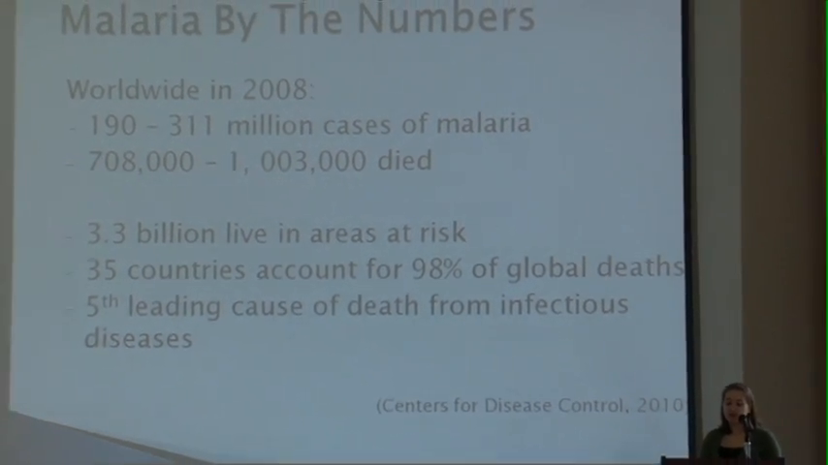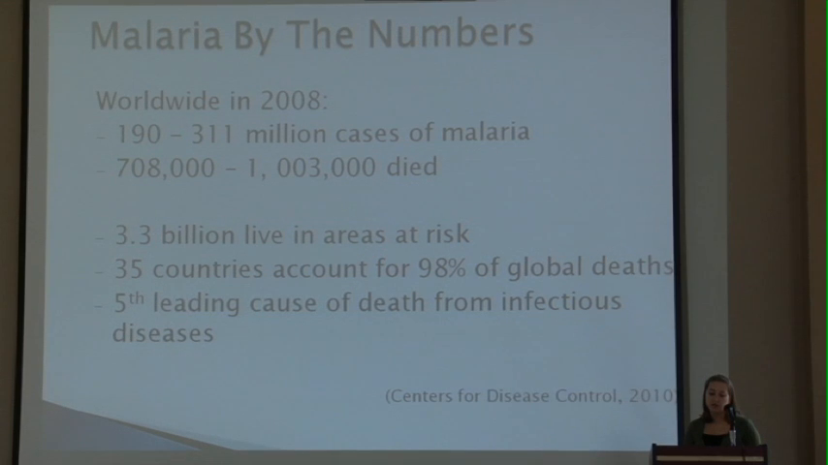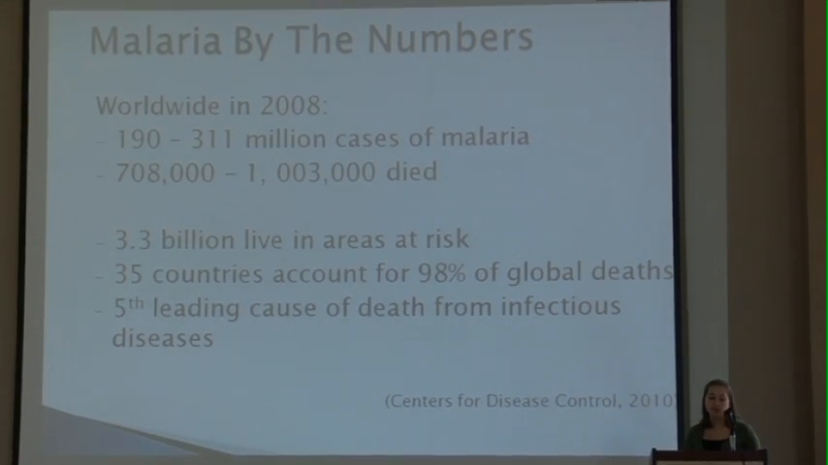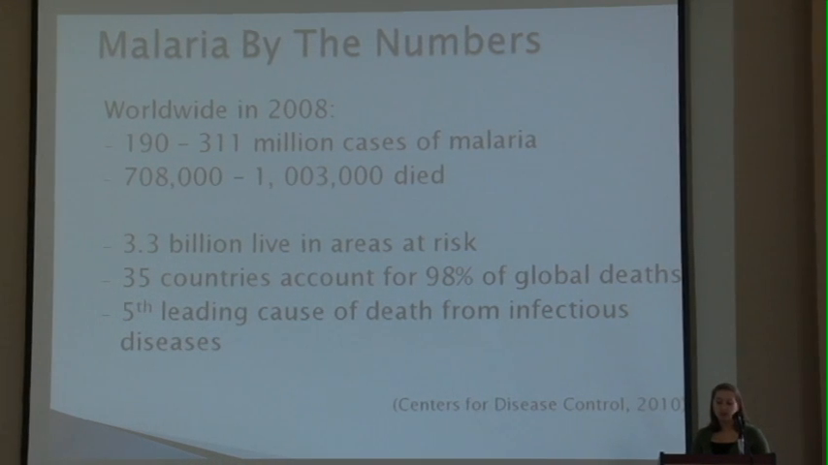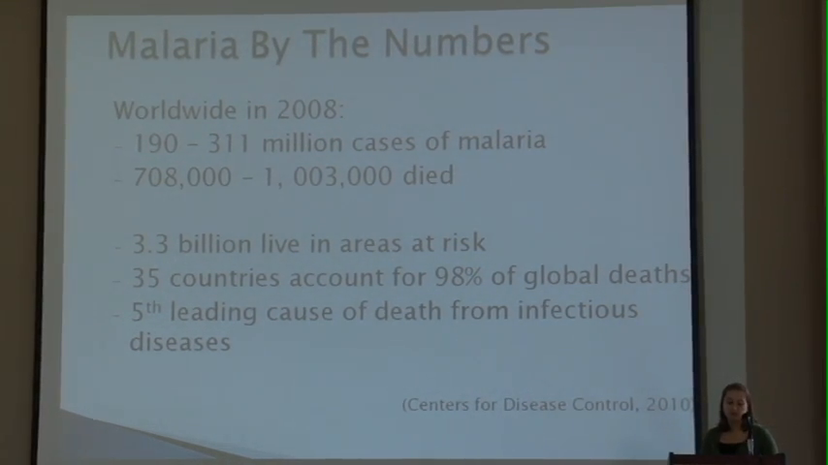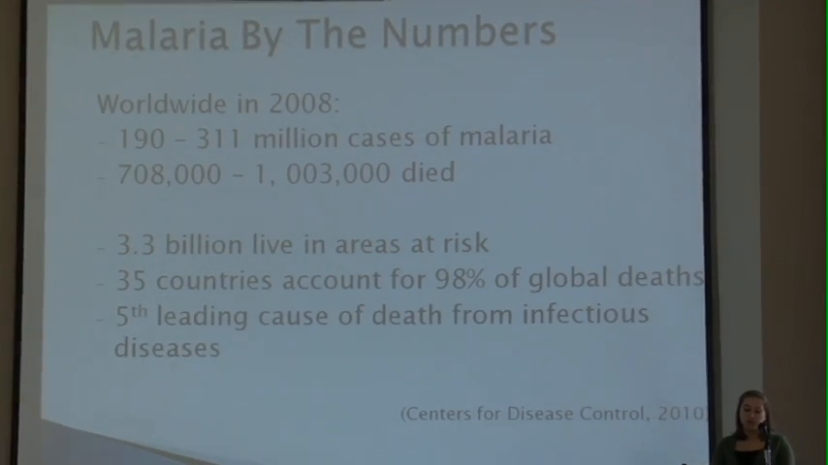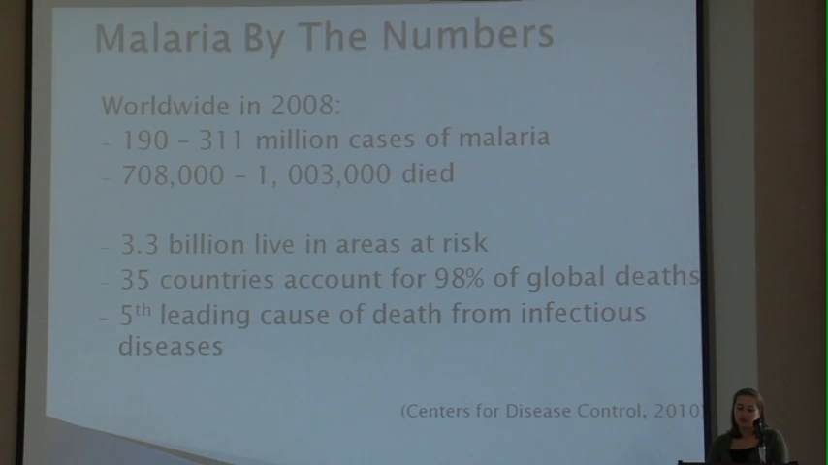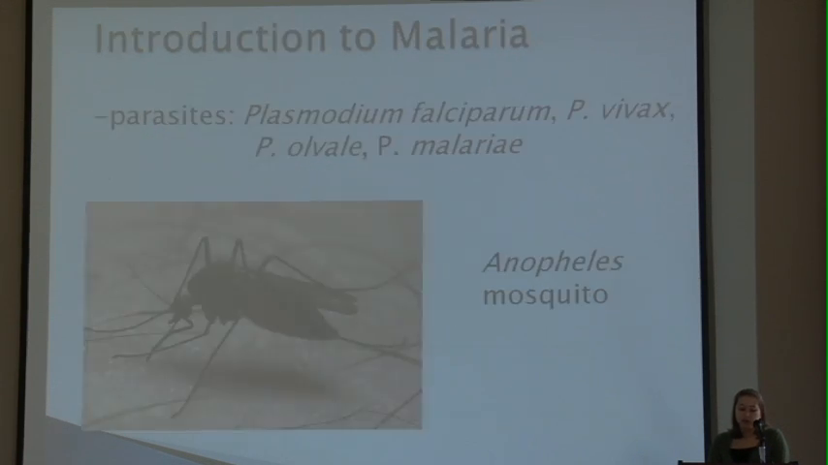In 2008, the World Health Organization estimated that there were between 190 and 311 million cases of malaria, with between 708,000 and 1,003,000 deaths. 3.3 billion people, which is half the world's population, live in areas that are at risk for malaria transmission. 35 countries, which include 30 in sub-Saharan Africa and 5 in Asia, account for 98% of global malaria deaths. And malaria is the 5th leading cause of death from infectious disease worldwide. It falls behind respiratory infections, HIV/AIDS, diarrheal disease, and tuberculosis.